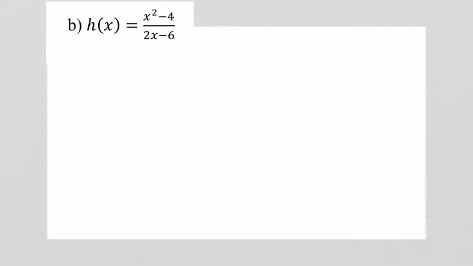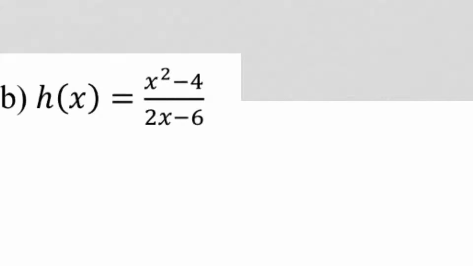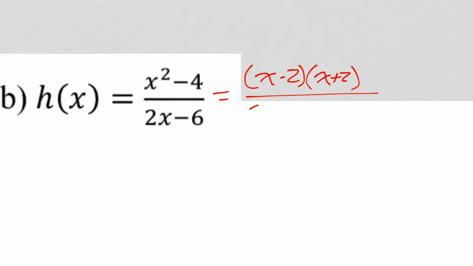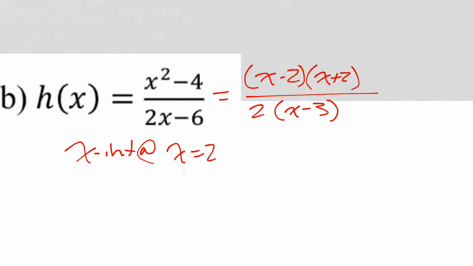Alright, second slant asymptote problem. Let's factor it to get x minus 2 times x plus 2 over 2 times x minus 3. Cool. Okay. Well, what does that tell us? It tells us we have x-intercepts at x equals 2 and x equals negative 2. It tells us we have a vertical asymptote at x equals 3.